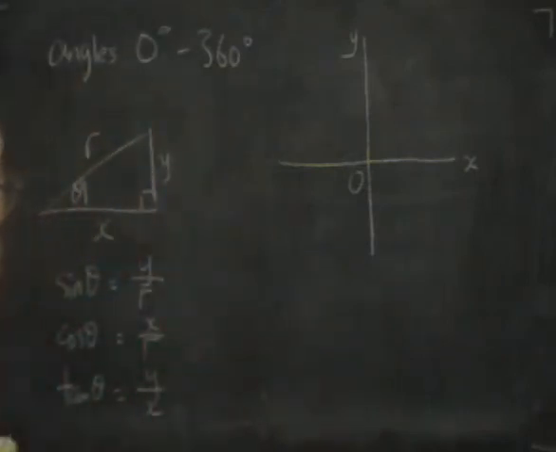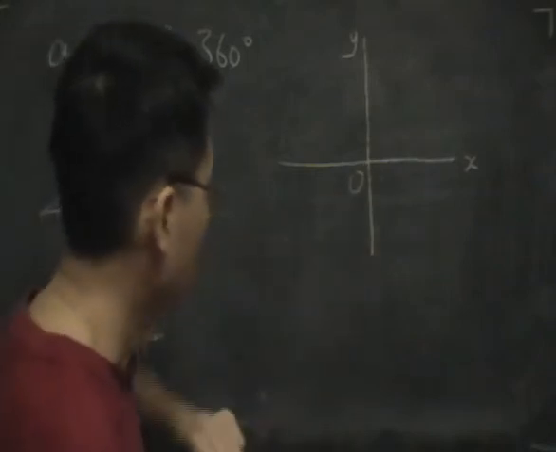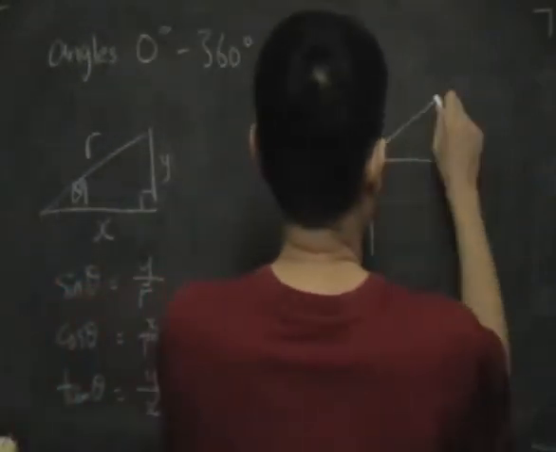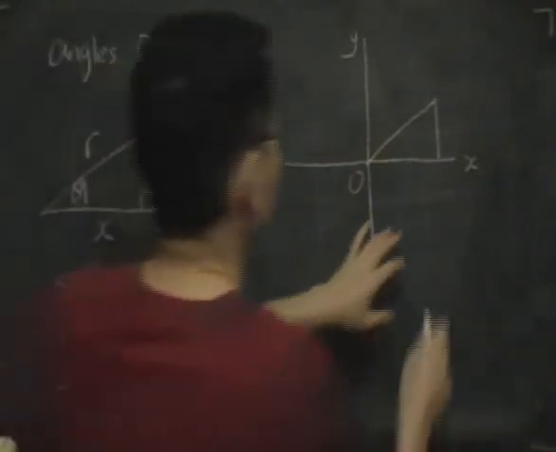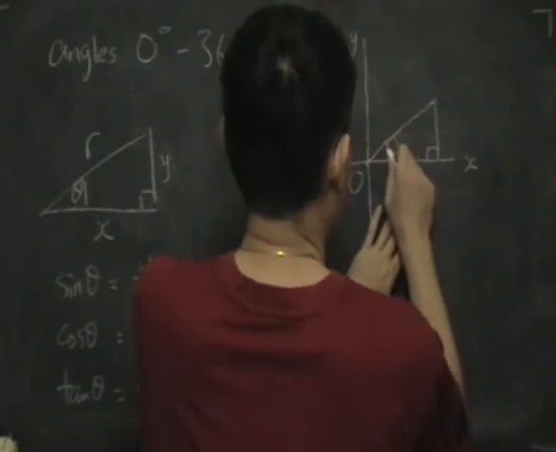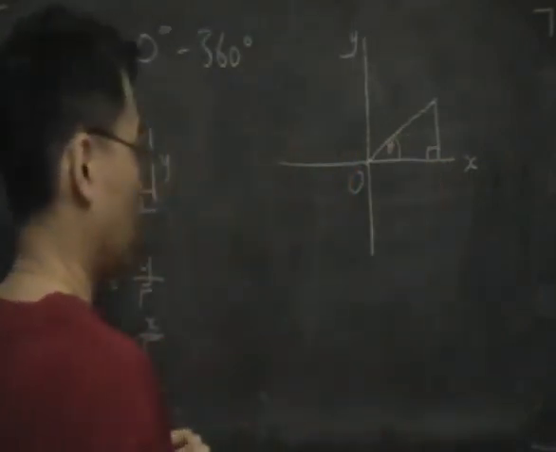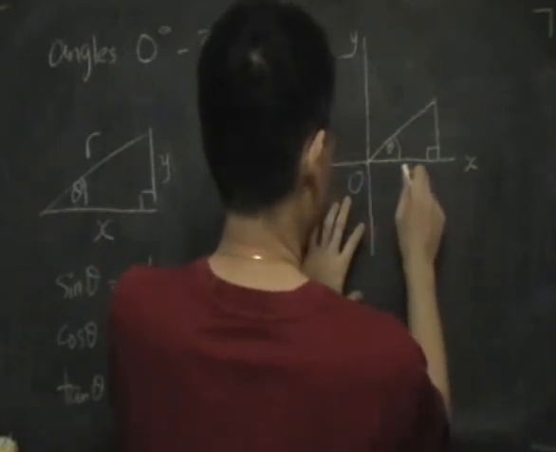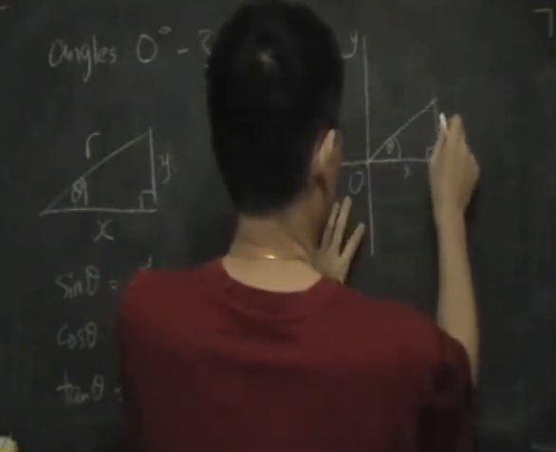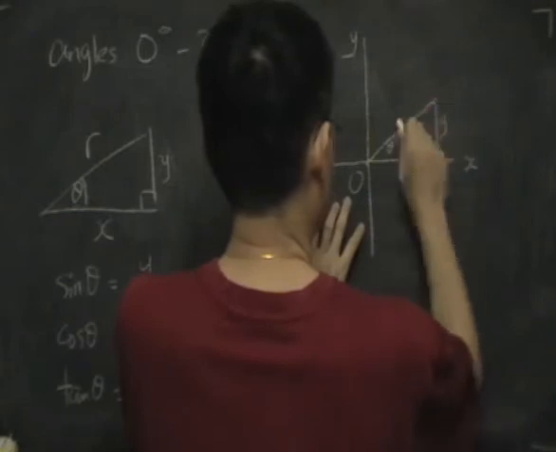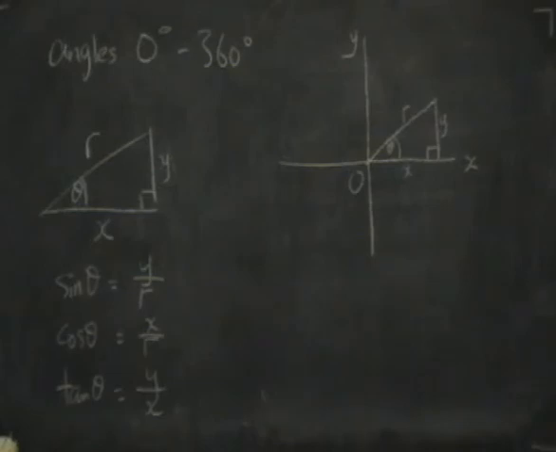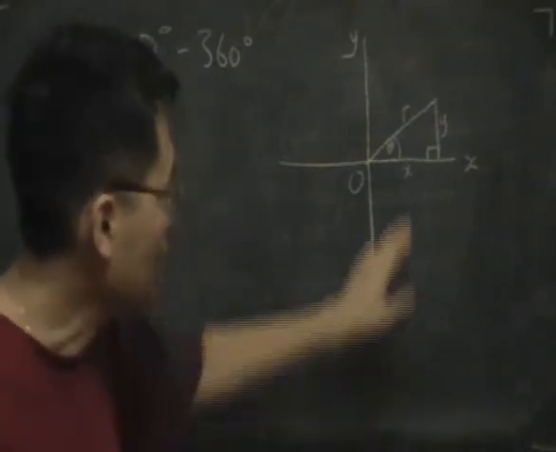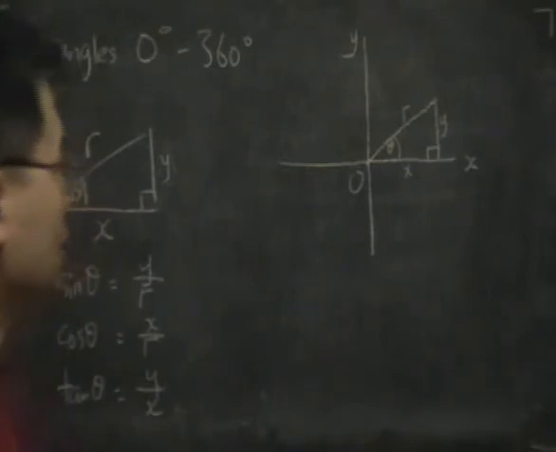Now I can imagine drawing a triangle there, like that. So that's the same triangle as this one. This is a right angle triangle and that angle is theta. Okay, so the adjacent is x, opposite is y, hypotenuse is r. Same triangle, no difference. What about when the angle theta is more than 90 degrees?